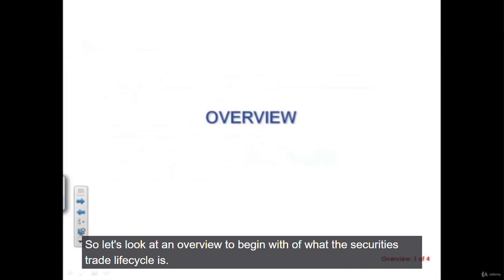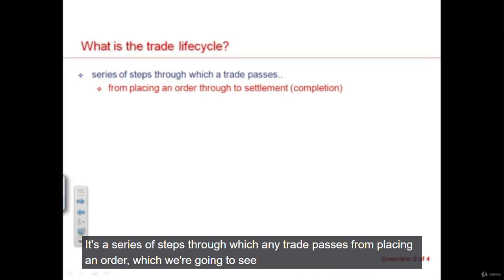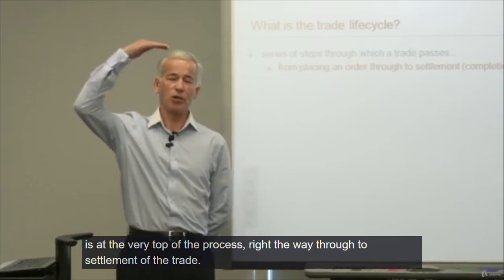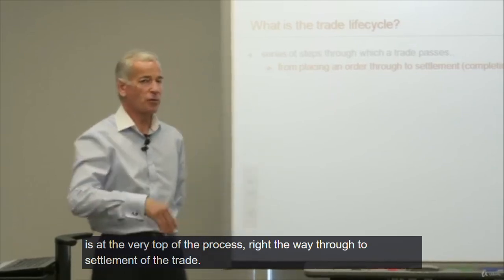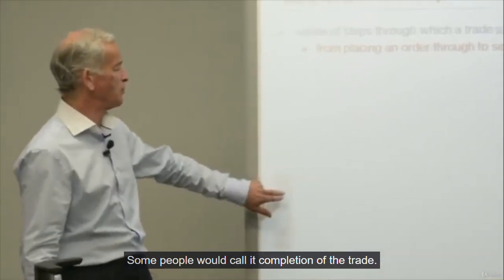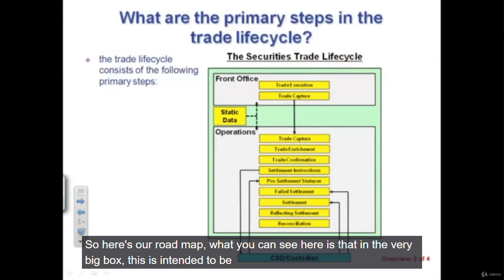So let's look at an overview to begin with of what the securities trade life cycle is. It's a series of steps through which any trade passes from placing an order, which we're going to see is at the very top of the process, right the way through to settlement of the trade. Some people would call it completion of the trade. So here's our roadmap.